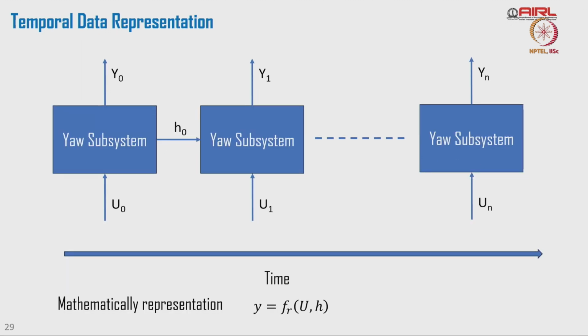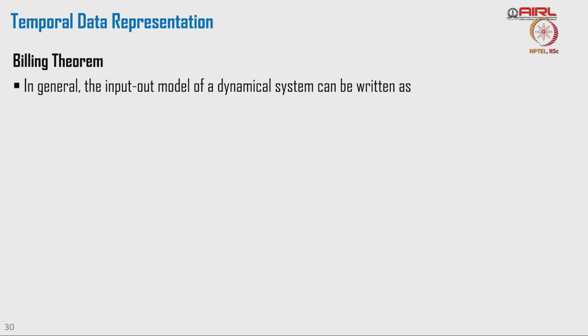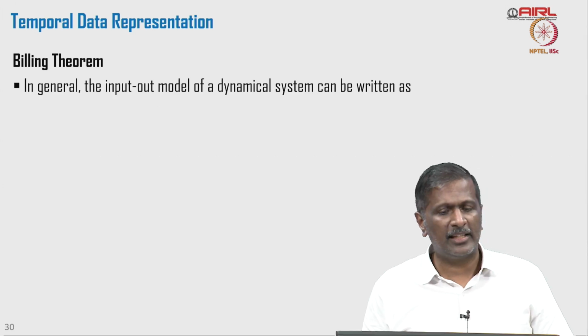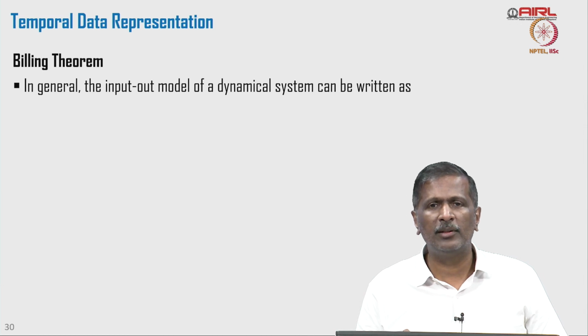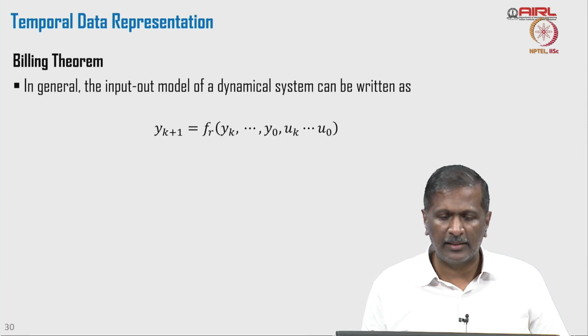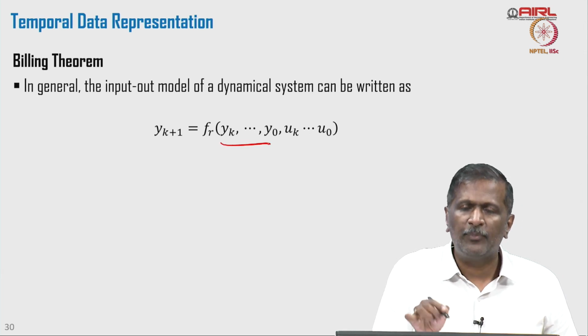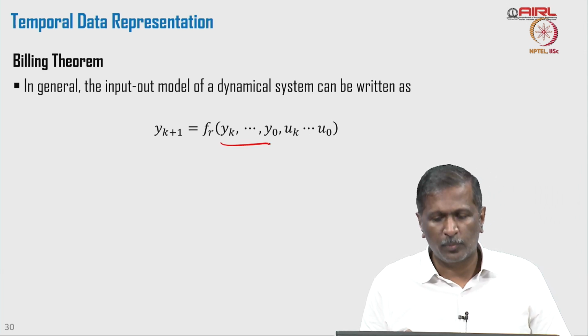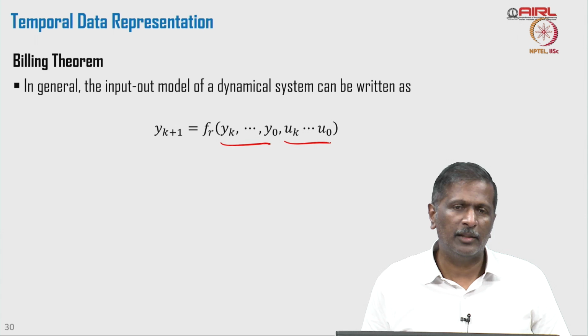Mathematically, y is a function of u and h. It depends on the hidden state h, which is coming from the previous system. There is a famous theorem called Billings theorem. It says that if the system is controllable and observable, then the output can be represented in terms of the past k outputs as well as the past k inputs.